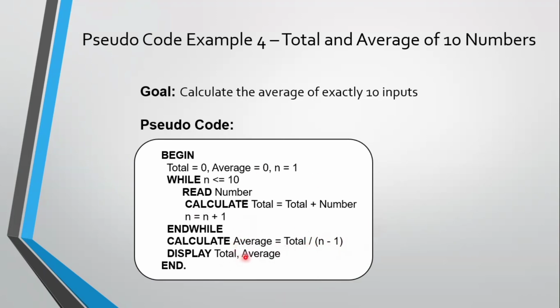You know how to calculate an average, right? We have to divide the total by the count. We do this until n becomes 10. That is why we divide the total by 10. And finally, we can display the output. As the output, we have to display total and average.